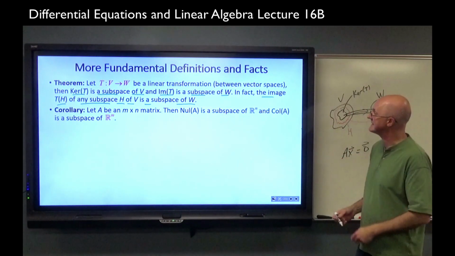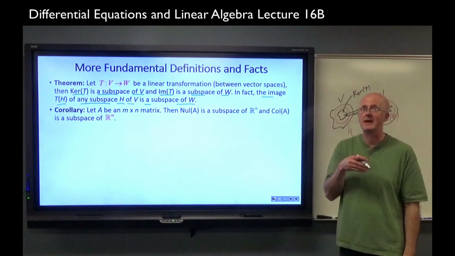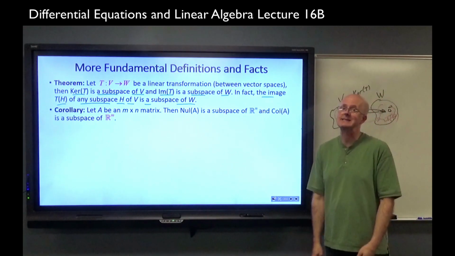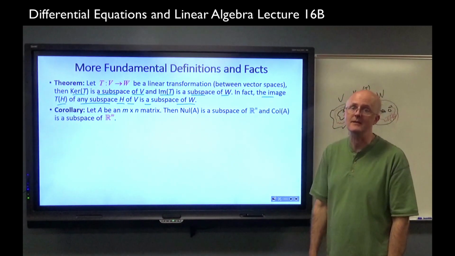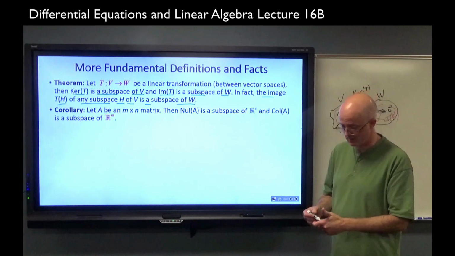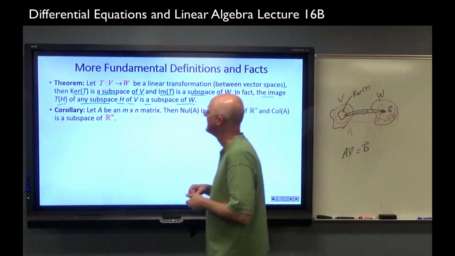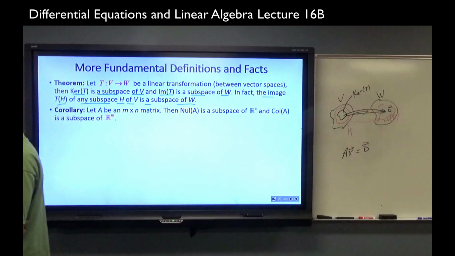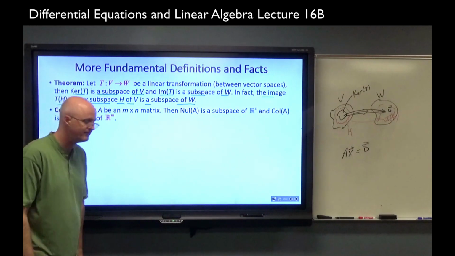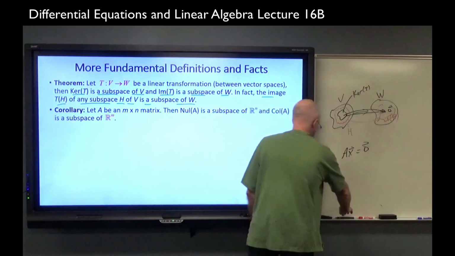It's a subspace because the kernel is a subspace, the kernel of the associated T. The column space is the set of all linear combinations of the columns of A, and I did talk about recently how that's the same as the image of T. And therefore, this is a corollary of the theorem. The column space of a matrix and its null space are subspaces of the appropriate vector space.